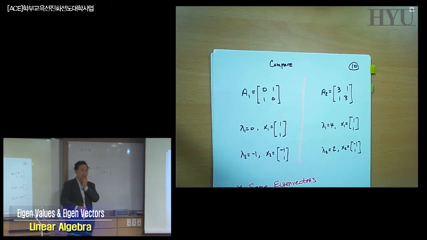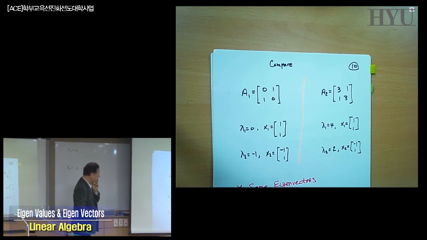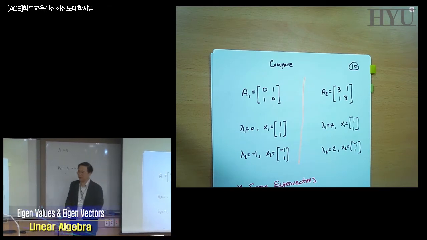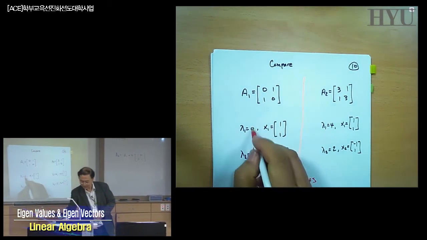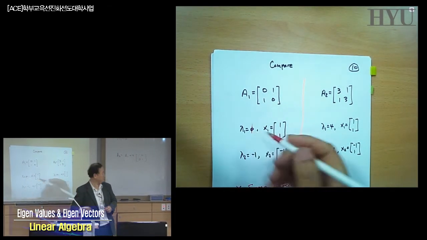박창호, right? 예? Lambda 1 should be, okay, this one should be 1, okay, you're right. This one should be 1, right? Yeah, sorry.